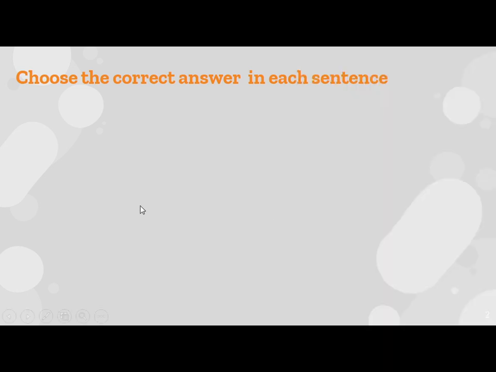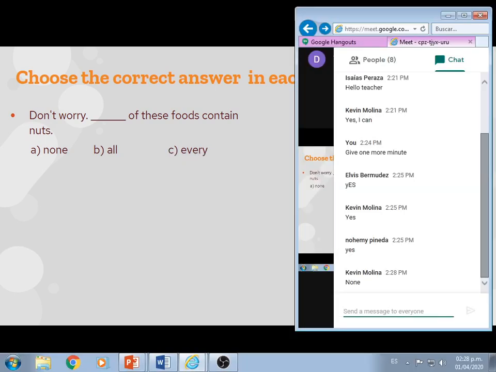Now let's start working, guys, with the first exercise we have right here. We have: "Don't worry, of these foods contains nuts." So we have none, all, and every. For you, what's going to be the answer, guys? In the case of Kevin, he says none.